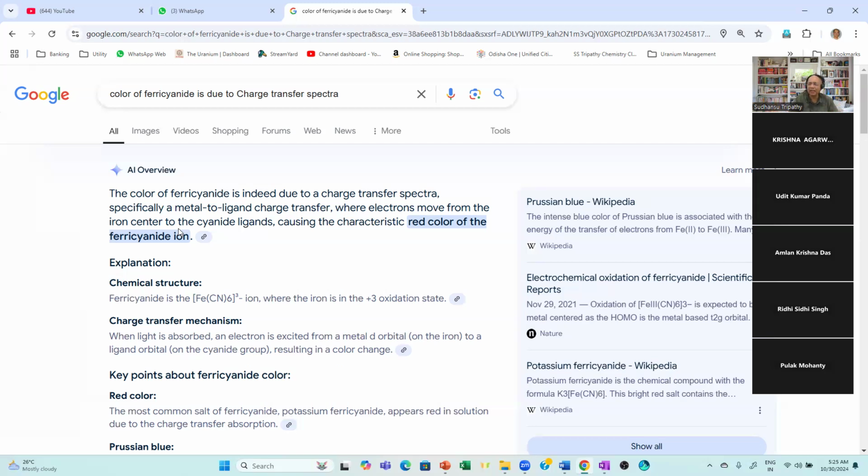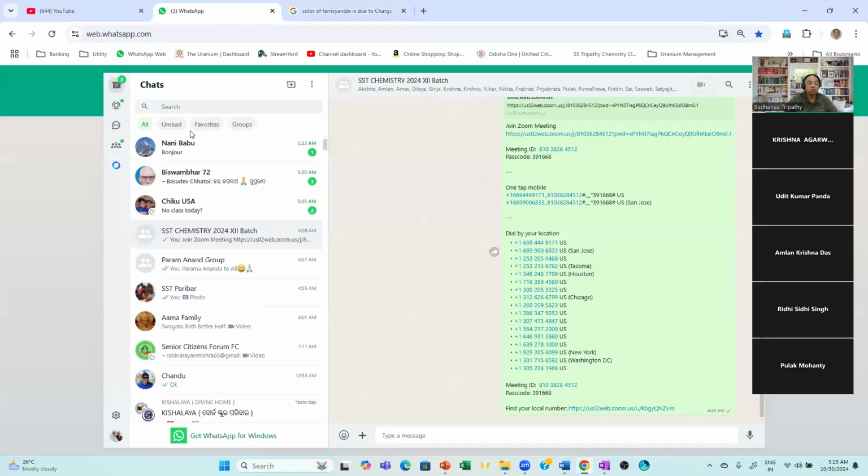And the pi acceptor ligand has a very good antibonding vacant orbital, pi star orbital, to accept, right? Yes, sir.